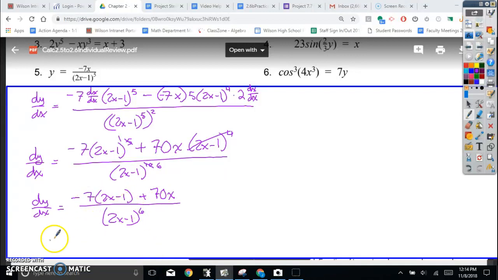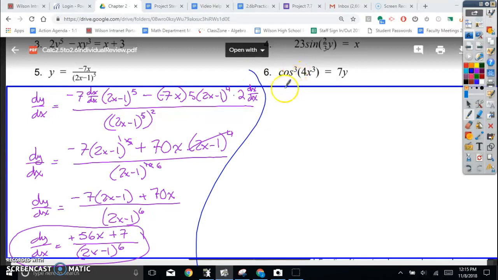Now I'm going to combine like terms up top. So dy/dx, this will be negative 14x plus 70x, that would be plus 56x plus 7 over (2x minus 1) to the 6th. All right, that way I combine like terms. I think we're good there. 70 minus 14 is 56. All right, let's jump over to 6.